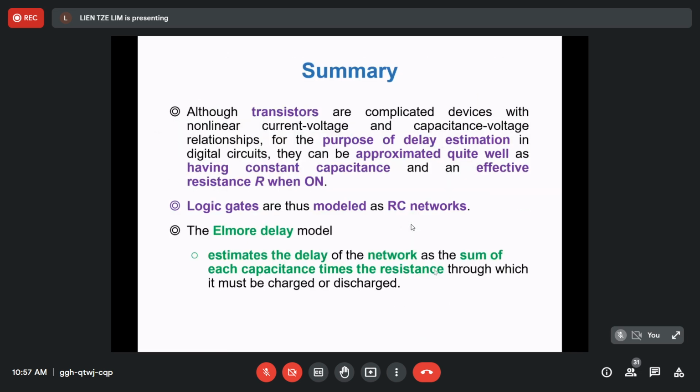As a summary, although transistors are complicated devices with nonlinear current-voltage and capacitance-voltage relationships, for the purpose of delay estimation in digital circuits, they can be approximated quite well as having constant capacitance and an effective resistance R when on. Logic gates are modeled as an RC network. The Elmore delay model estimates the delay of the network as the sum of each capacitance times the resistance through which it must be charged or discharged. So this is the summary for the delay model, and this is the end of the topic on the RC wire model.